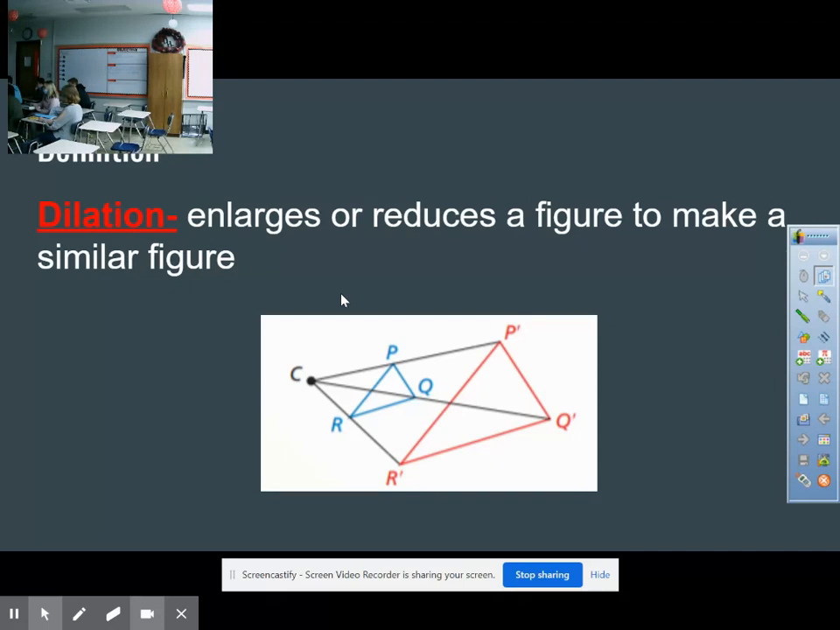Let's say point C is the center of the dilation. It's like if C was a flashlight, and you're shining it on this triangle, and triangle PQR is behind it, the shadow. Notice it's bigger because of the angle. And sometimes when you look at your shadow, it's smaller. So it depends on where the center of the dilation is, whether it makes it bigger or smaller.